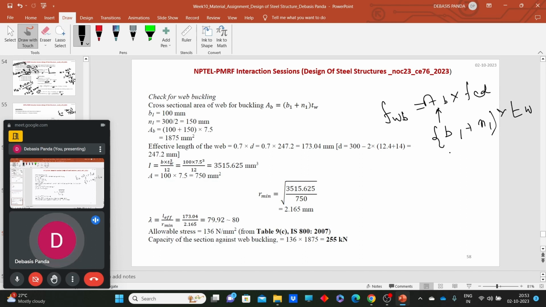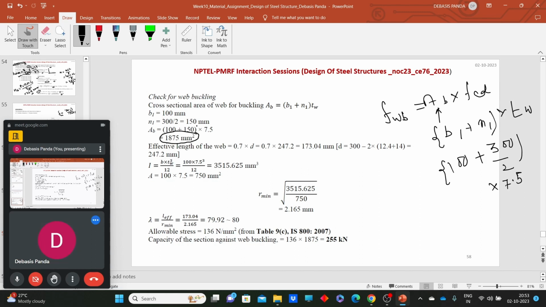What is the value of b1 provided here? The b1 is given as 100. What will be the value of n1? The total depth is 300, so 300 divided by 2, multiplied by tw. What is the value of tw given here? 7, I think 7.5. So this is the value of Ab. If you calculate the value of Ab, that comes as 1875 mm square.